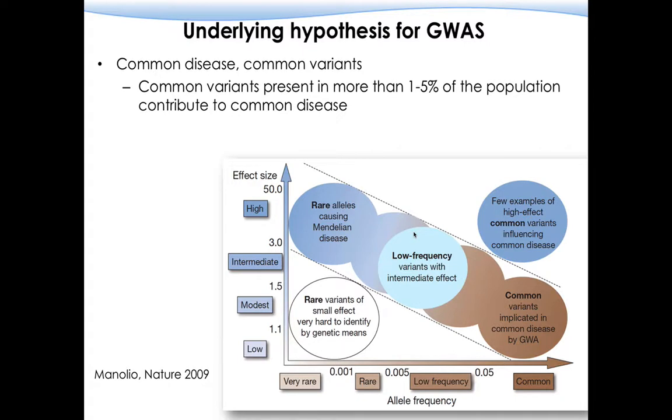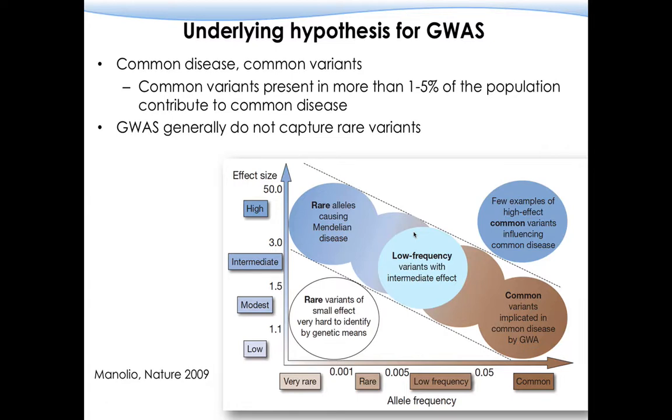So for the GWAS study, this is the part we are focusing on: common disease, common variants. But if you look at this spectrum, one important thing to notice is that by definition they usually have a very, very small effect size. And they generally do not capture the rare variants. They only focus on this part.